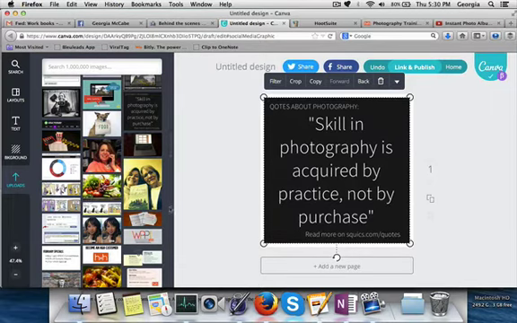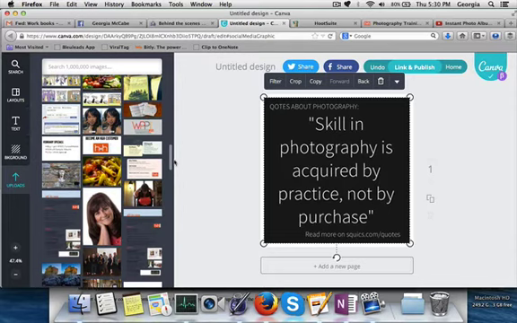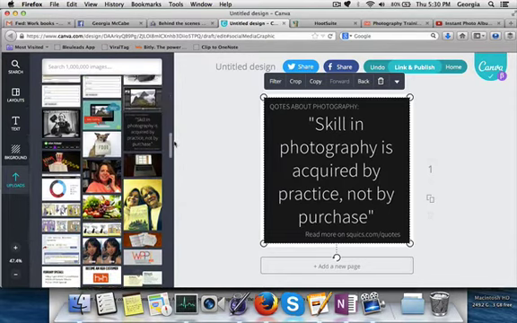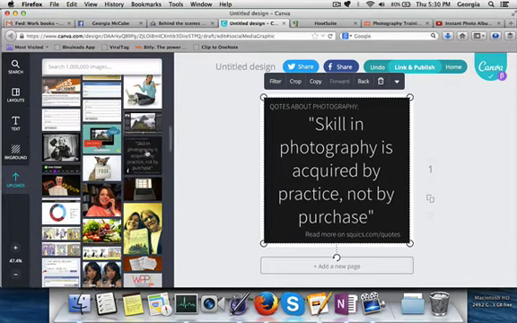But I use this all the time to create different types of graphics and images that I want to use to post out. I do a lot with quotes, which is a technique that a lot of you guys can use. And here's one: skill in photography is acquired by practice, not by purchase. And I always make sure that when I actually post this image that I do give credit, and also that I know I have the rights to use that.